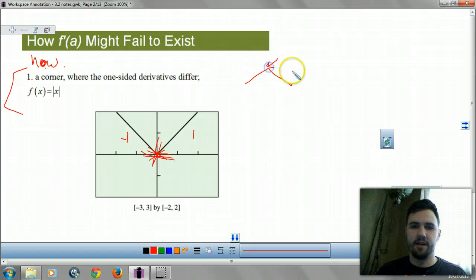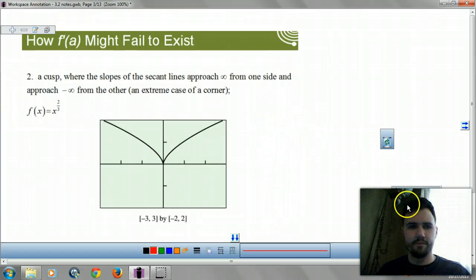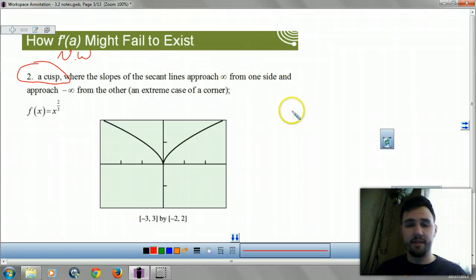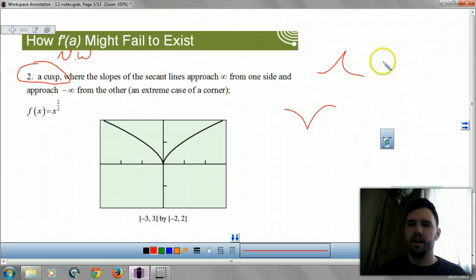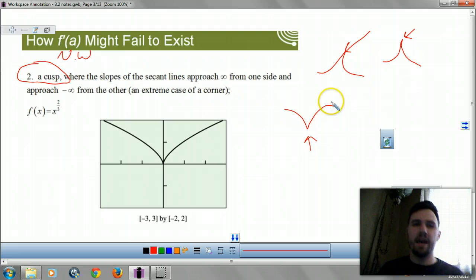No derivative here, no derivative here. Also a cusp. A cusp is basically a point. You can't take the derivative at a cusp or a point. Sorry about that, we're gonna keep going.